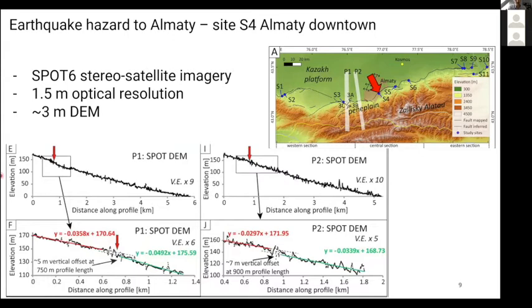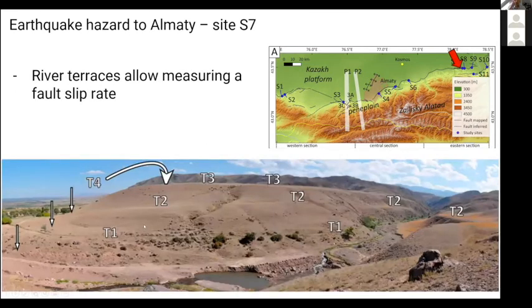And we found that in Almaty downtown, there's about 5 meters of vertical offset in the alluvial fan that Almaty sits on. So we could do that. Now, we also want to get a slip rate of the fault, right? So we want to know how fast it slips on average. And for doing that, we would need a site where we can nicely measure the vertical offset of the fault, and where we also have a good way of dating the deposits that are offset.